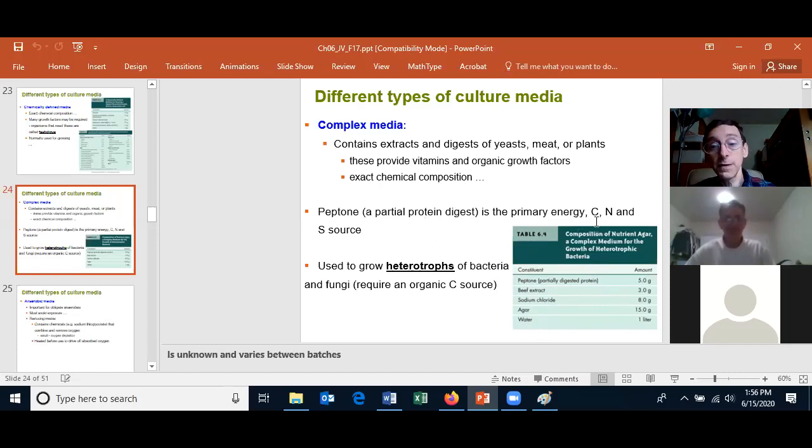So the carbon source and the nitrogen source is largely coming from the beef extract, but it's also coming from the peptone. The sulfur source is coming mainly from the beef extract. The trace elements, of course, come from the water and the beef extract, and a little bit from the peptone. These are the media we use for growing heterotrophs, like E. coli and fungi. Okay? They have an organic carbon source, like the beef extract and the peptone, for the organisms to use.